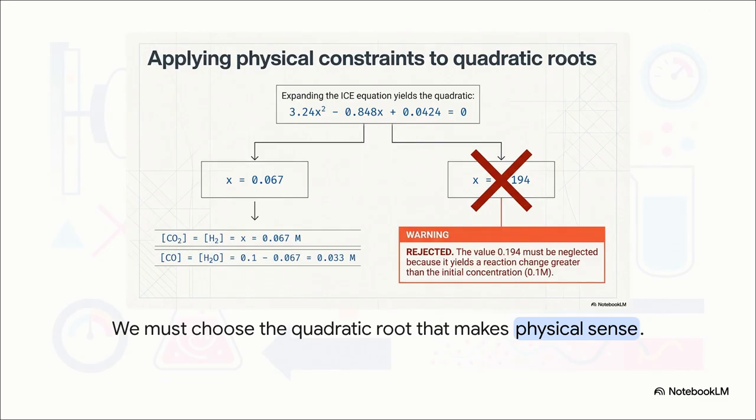Now, this often ends up giving us a quadratic equation, which means we get two possible answers. And this is where we have to think like chemists, not just mathematicians. The math spits out two values for X, 0.067 and 0.194. But hold on, look back at where we started. We only began with 0.1 molar of reactants. It's physically impossible for the reaction to use up more than we started with, right? So we throw out the impossible answer, and that leaves us with the correct value for X, 0.067.